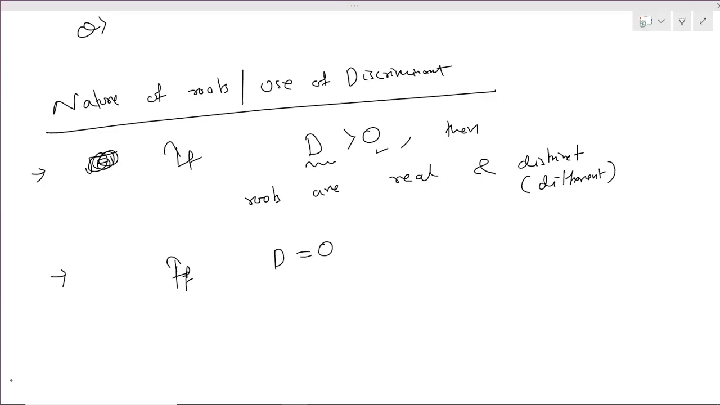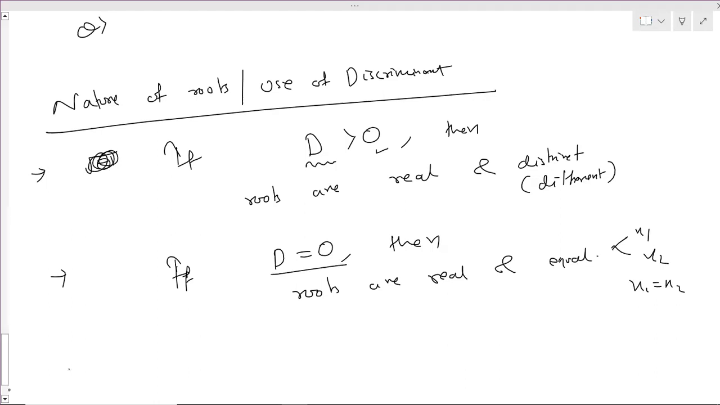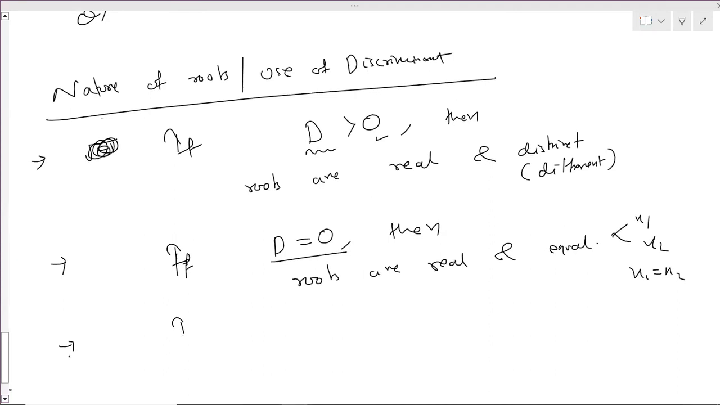If D equals 0, then roots are real and equal. What this means is, if we are finding two roots, x1 and x2, then x1 will be equal to x2 if the discriminant is 0. If the discriminant is less than 0, negative, then roots are not real, or we can say imaginary and different.